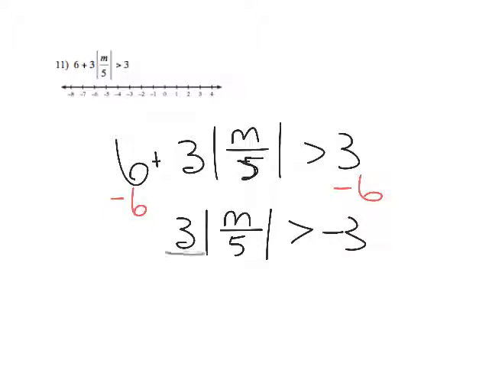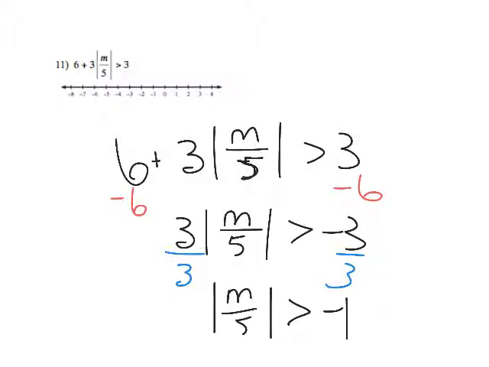And you can divide both sides by 3. And then you're going to get the absolute value of m divided by 5 is greater than negative 1. Sorry. There we go. So here's the deal, guys.